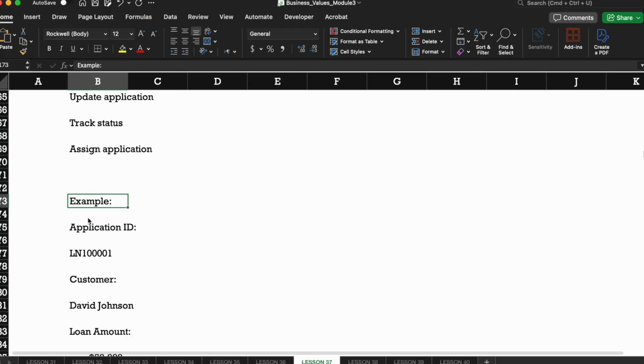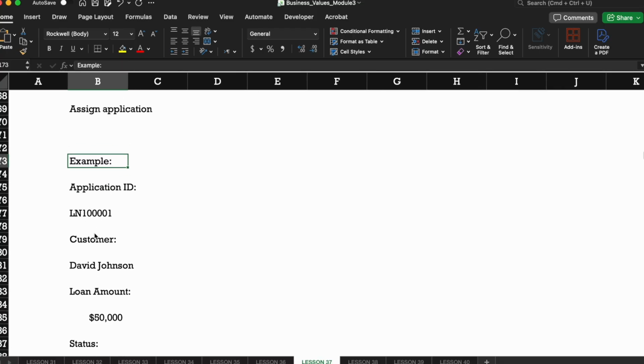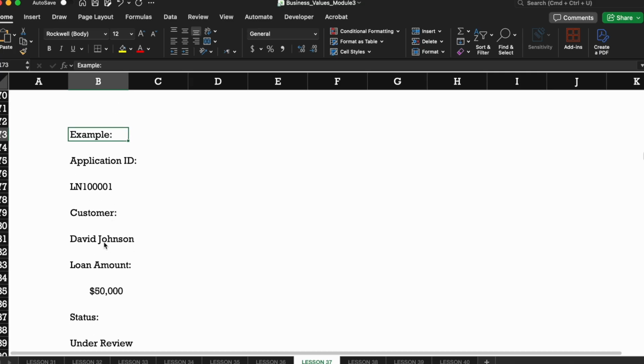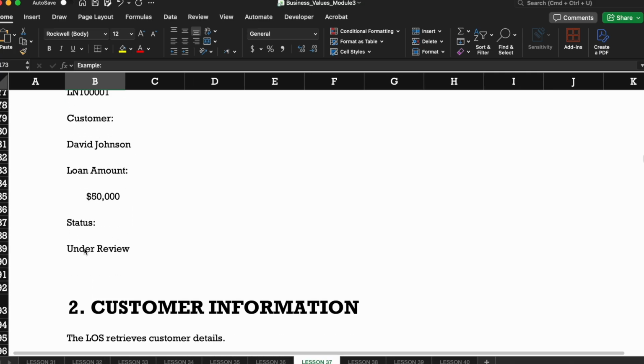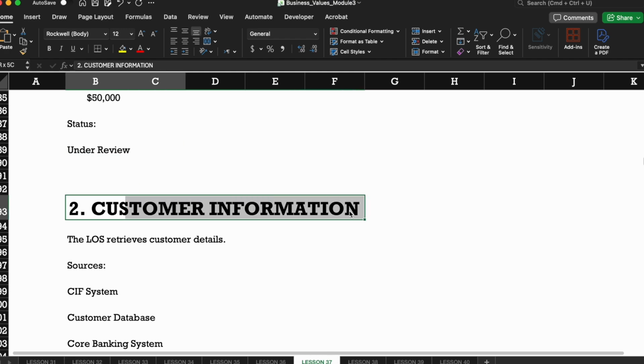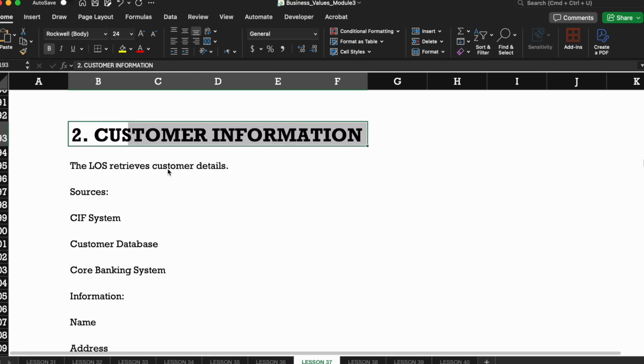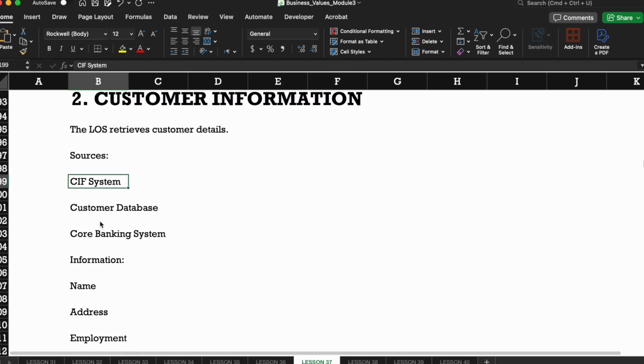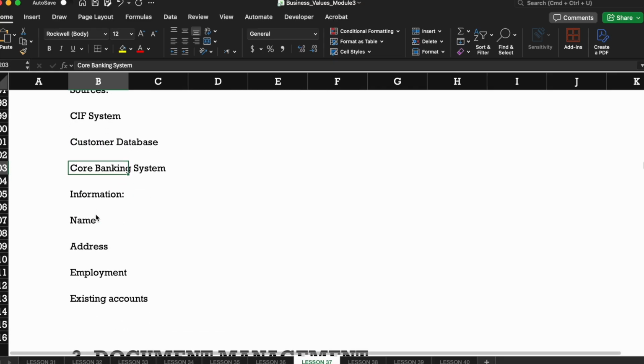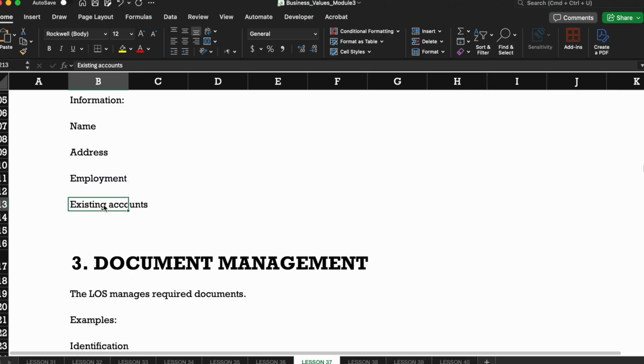So, customer example: application ID loan 1001, customer David Johnson, loan amount 50,000, status under review. Customer information allows the system to retrieve customer details. Sources: CRM system, customer database, core banking system. Information: name, address, employment, existing accounts.